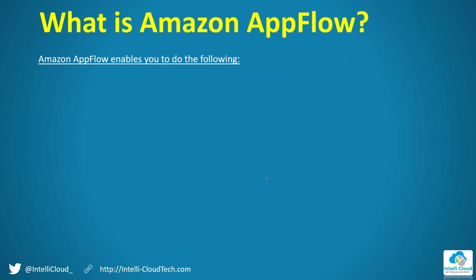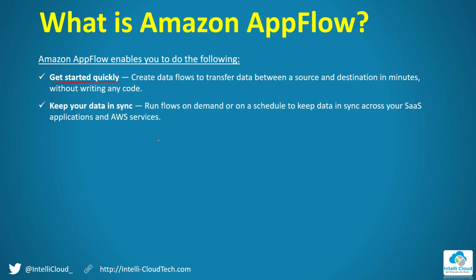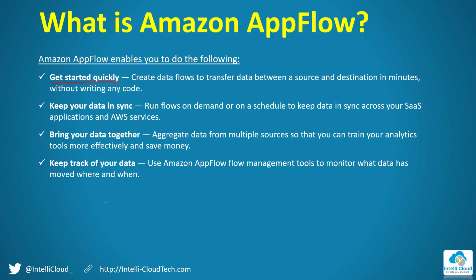How simply can we do this managed integration using AppFlow? One, we can start the AppFlow quickly, within minutes. We can run this AppFlow on demand or on a schedule to keep the data in sync between your SaaS application and AWS services and bring your data together. We can aggregate data from multiple sources, which can train your analytics tools more efficiently and save money. Keep track of your data: use the Amazon AppFlow management tool to monitor what data has been moved, when it has been moved to your destination, and keep your data secure.